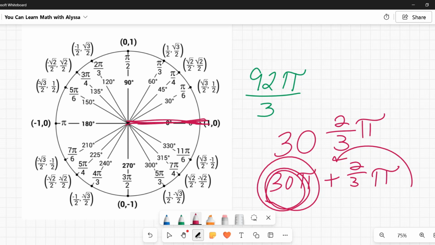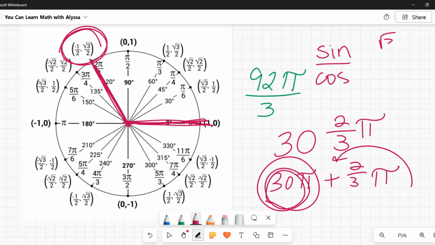So how far is 2/3 pi? It is right here. It is 120 degrees. So it's the same as the tangent of 120 degrees or the tangent of 2/3 pi. And again, how do we find tangent when we have this right here? It is sine over cosine. That sine is the y, so that's square root of 3 over 2. And my cosine is my x, negative 1 over 2.